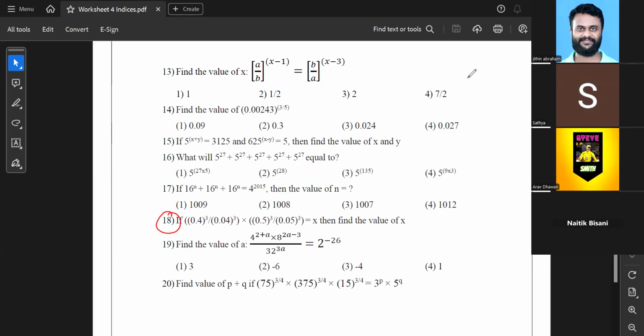It's like 0.4 upon 0.04, this is also raised to 3. For my simplification, I'll do one thing: I'll put it whole raised to 3. Can I do this?